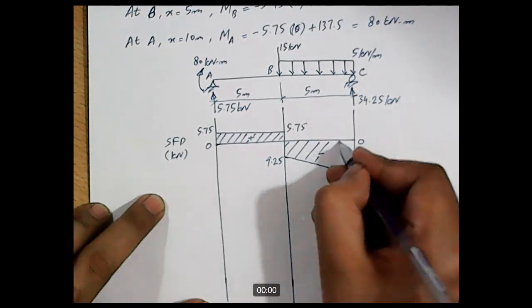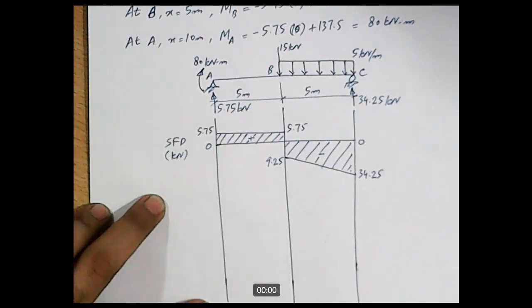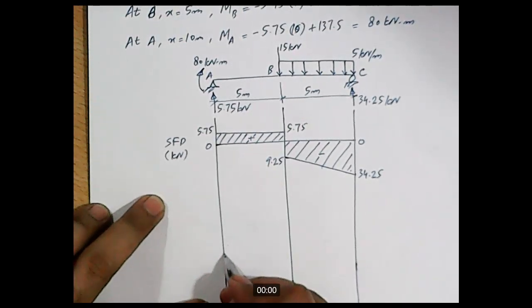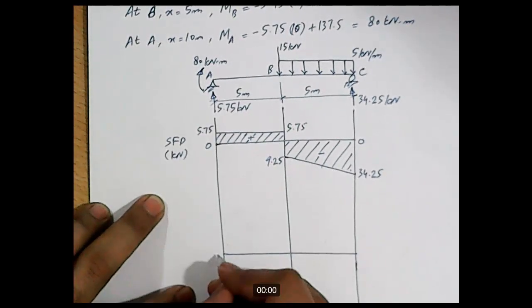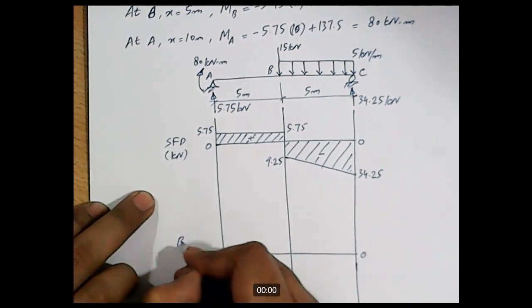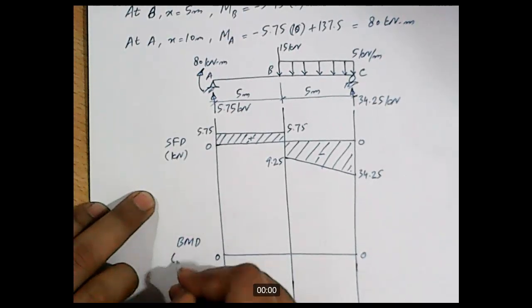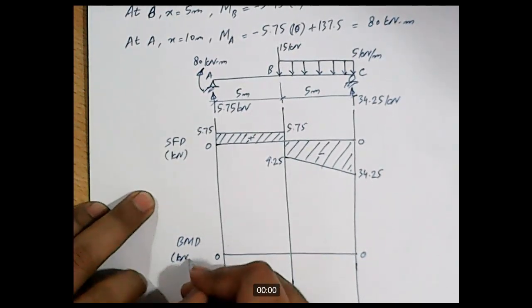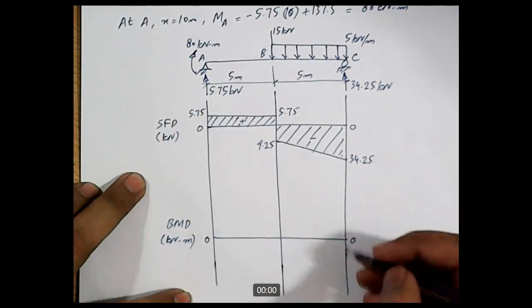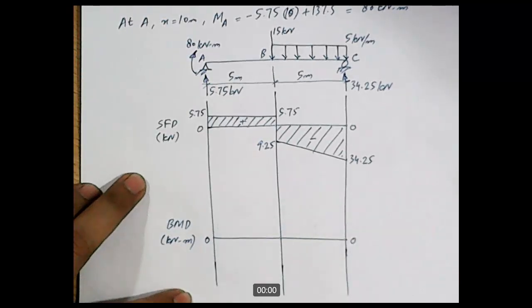This completes the shear force diagram for the simply supported beam. Now let's draw the bending moment diagram. Draw the zero line, and this is the BMD. Units are kilonewton meter. How much is the bending moment value at support C from portion BC? If you check your calculations, it's equal to 0.